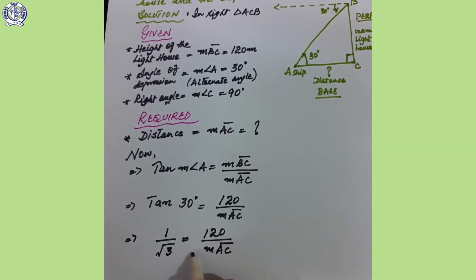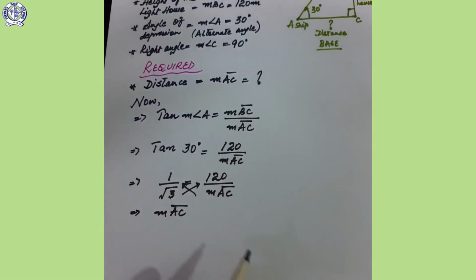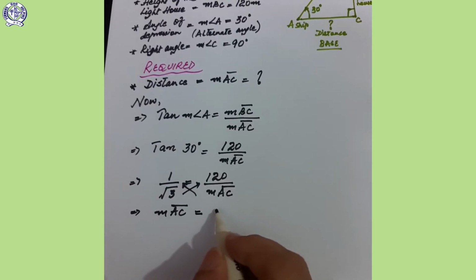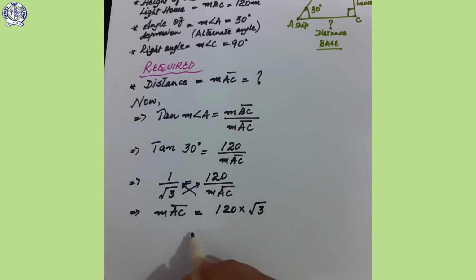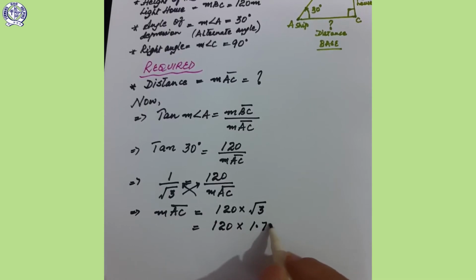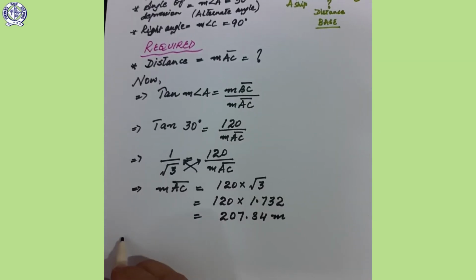Now cross multiply. So this will become AC is equal to 120 into under root 3. We know that under root 3 is equal to 1.732. So multiply with the calculator, this will come 207.84 meters. So in the answer you will write the statement.